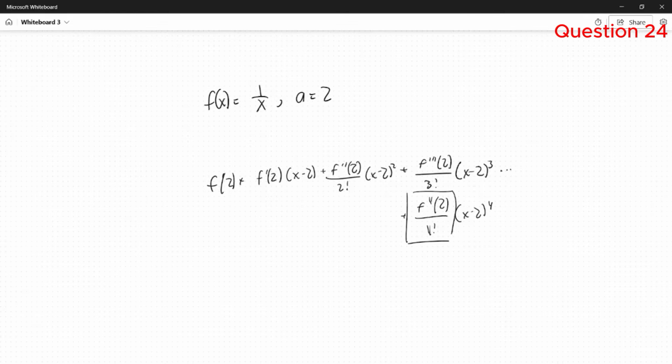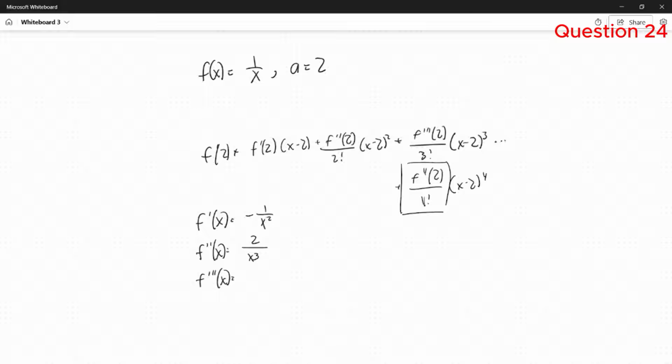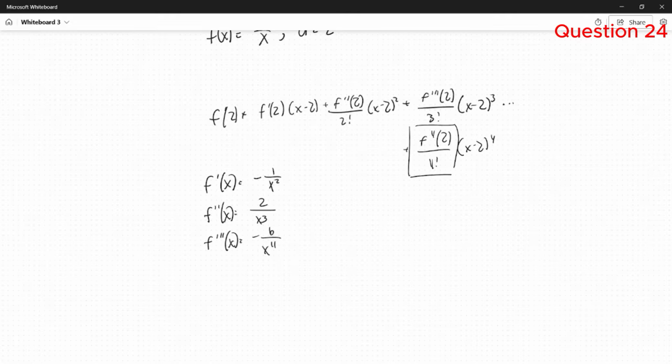So what we need to do is take the fourth derivative of the function f of x equals 1 over x, and plug in 2 at that value and solve. So let's do that. F prime of x is equal to negative 1 over x squared. F double prime of x is equal to 2 over x cubed. F triple prime of x is equal to negative 6 over x to the fourth. And then finally, f quadruple prime of x is equal to 24 over x to the fifth.